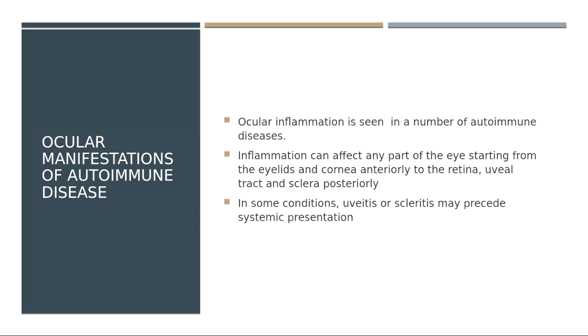So ocular inflammation is seen in a number of autoimmune diseases, and inflammation can in fact affect any part of the eye, starting from the anterior segment, the eyelids, cornea, to the posterior segment, retina, sclera, optic nerve. And in some conditions, uveitis or scleritis may even precede systemic presentation.